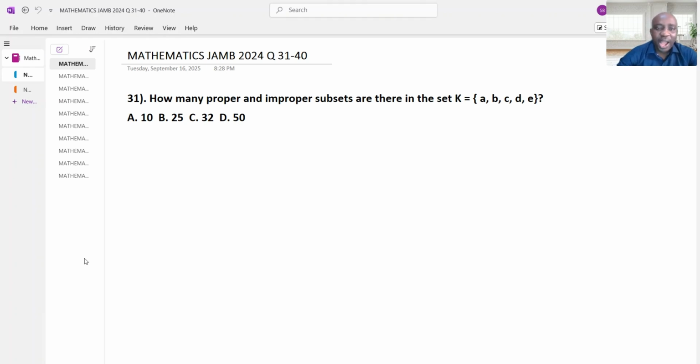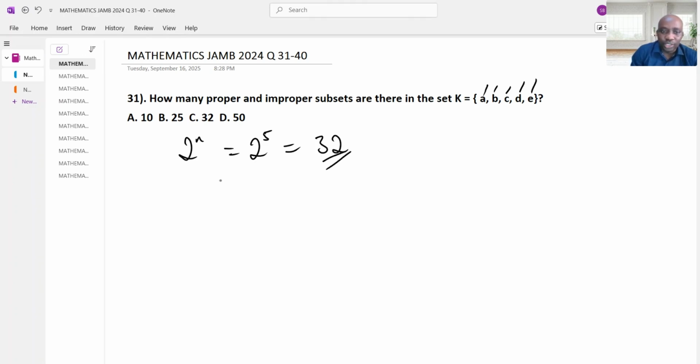Let's begin. How many proper and improper subsets are there in the set K, A, B, C, D, E? Now, you are going to use this formula: 2 raised to the power n. The n stands for how many elements are in the set. 1, 2, 3, 4, 5. They are 5. Therefore, 2 raised to the power 5. 2 times 2 times 2 times 2 times 2: 4, 4 times 2 is 8, 8 times 2 is 16, 16 times 2 gives us 32.